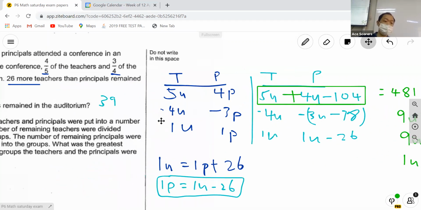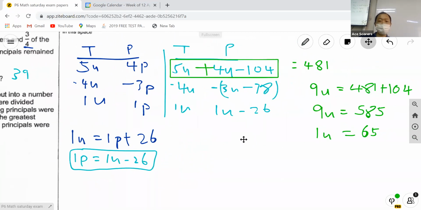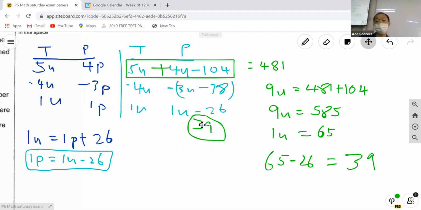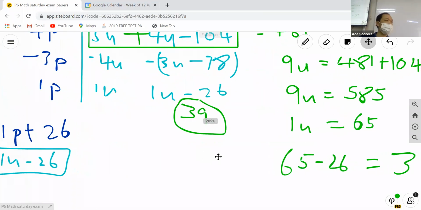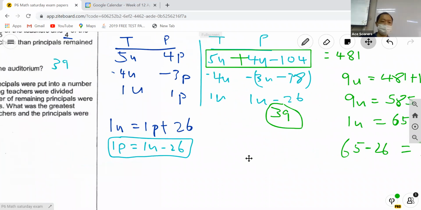What's the question again? How many principals remain? So the number of principals is 1 unit take away 26. So we take 65 minus 26 equals 39. So 39 principals remain. Okay, very difficult question. As I mentioned, the most difficult stuff will be units and parts, something like that. Can you see? Is it okay? Find space, okay?